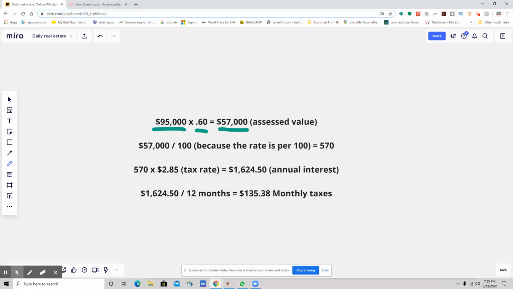So whenever you see something is per 100 or per 1,000, and also 1,000, some people get this one confused. 1,000 is also a mill. So if you see mill or millage, that is the equivalent. Whenever you see mill, it's the same thing as 1/1000th. So right here, it says that the tax rate is per 100.